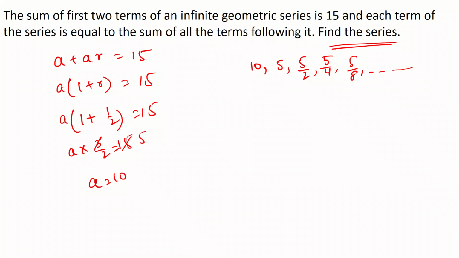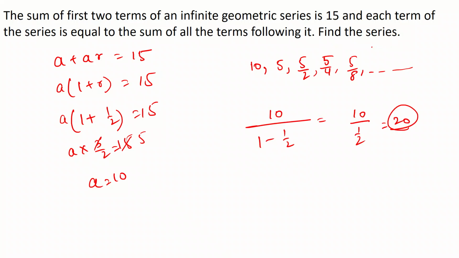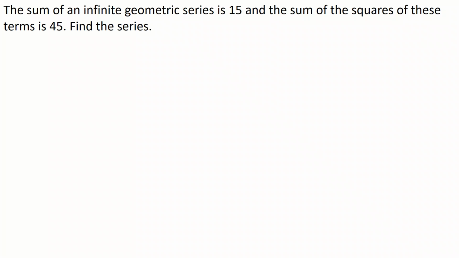This is my GP. So the question doesn't ask you to find out the sum of this GP, but if you wish, you can also find out the sum. So just let me do it for you. So it's 10 by 1 minus half, which is equal to 10 by half, which is equal to 20. So the sum of this infinite GP series is 20, even though the question doesn't ask us, but just for the fun of it. Next question.